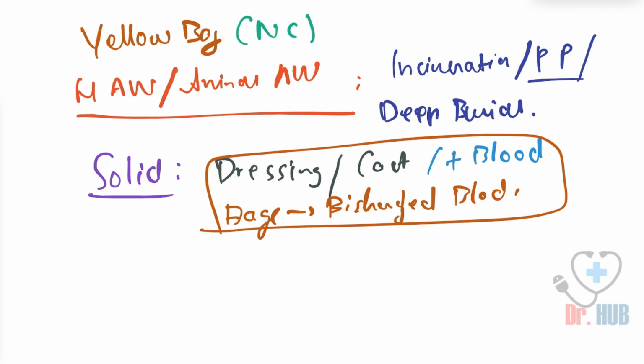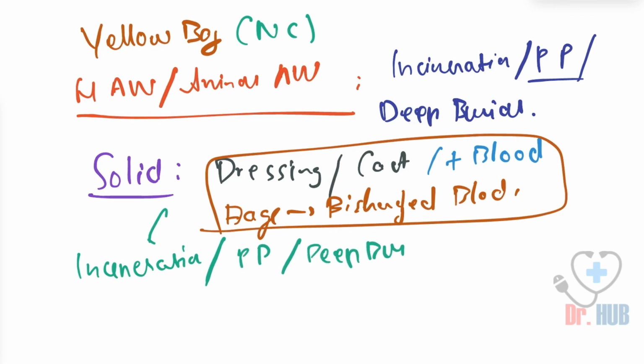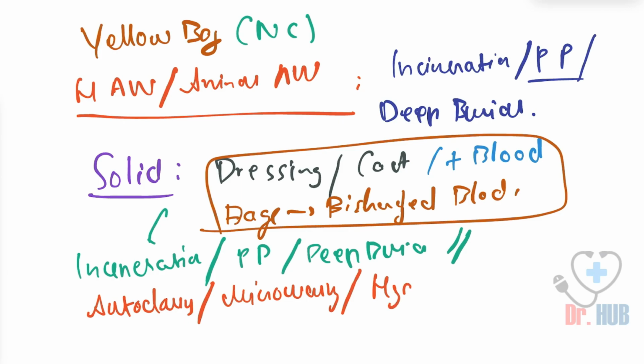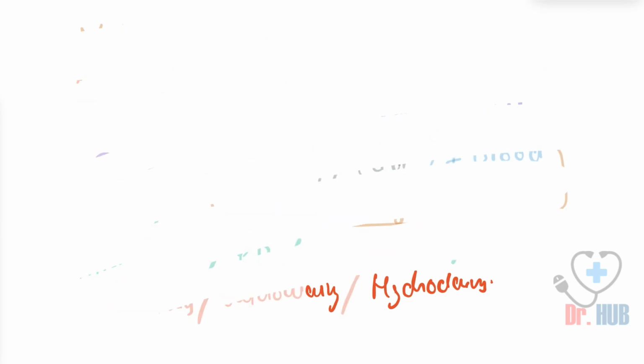All this is disposed by incineration, plasma pyrolysis or deep burial, or it can be done by autoclaving. Next, microwaving or hydroclaving. There are also methods such as shredding and mutilation.